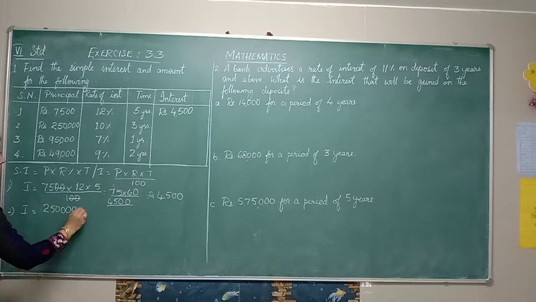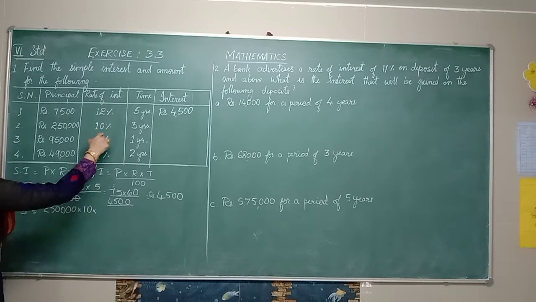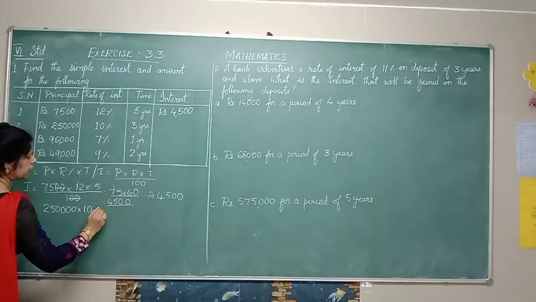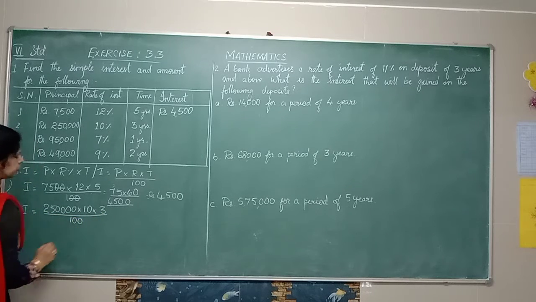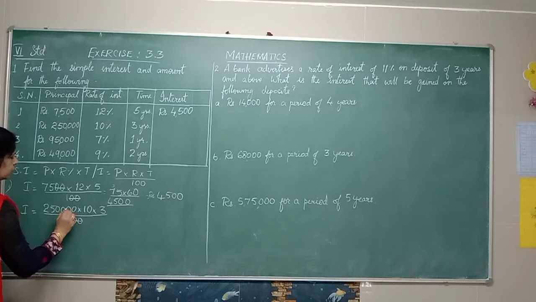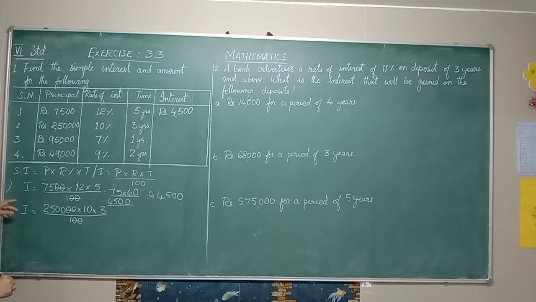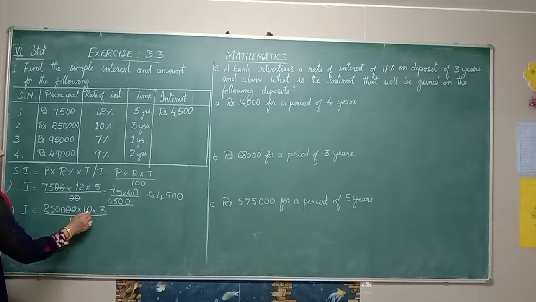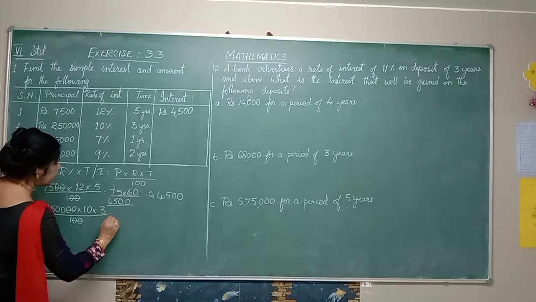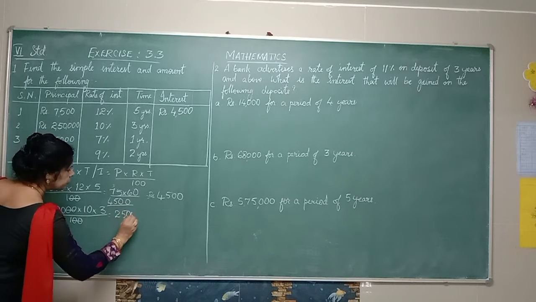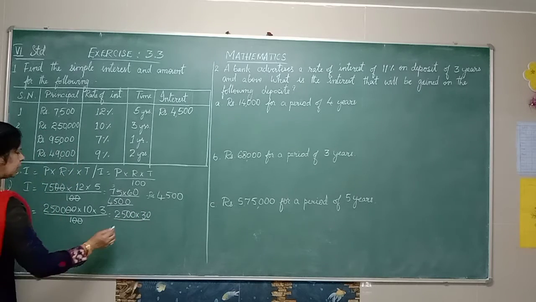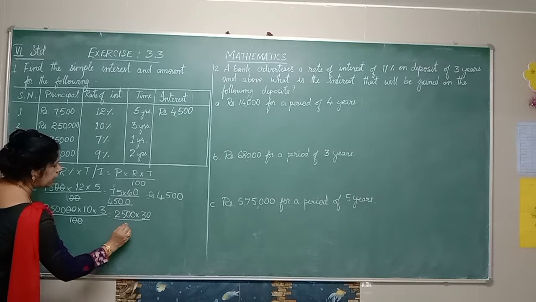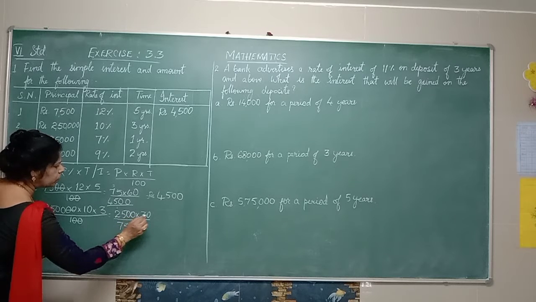How much? 10 into 10. For how many years? For 3 years, divided by 100. So 2 zeros gone, these 2 zeros gone. So it is 2500 and 10 into 3 is 30. So 2500 into 30, if you do, what do you get? 3 fives are 15, carry 1, 3 twos are 6 plus 1, 7. How many zeros? 1, 2, 3 zeros.